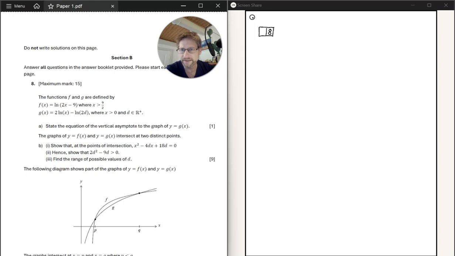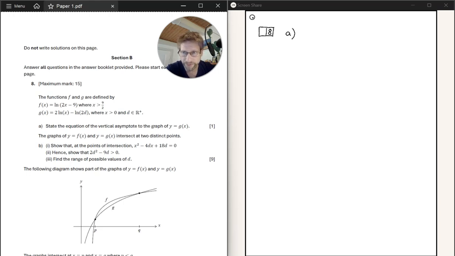And in g, there is this constant d that we don't know what it is, except that it's a positive real number. Then question A says, state the equation of the vertical asymptote to the graph of the g function. So you write something like question A, and when it's a state, you don't really have to argue or write any reasoning. It's also only a 1-mark question. You just have to write the right answer.